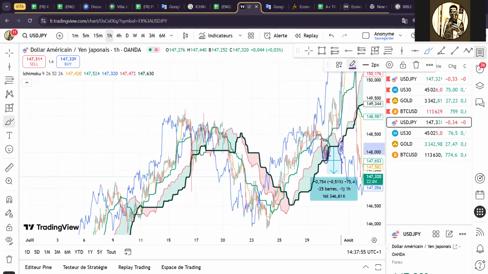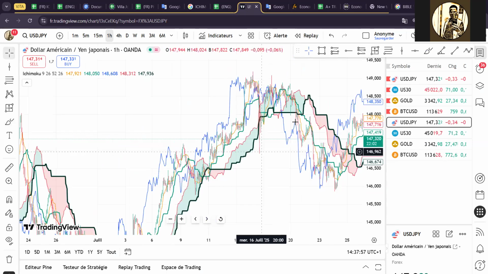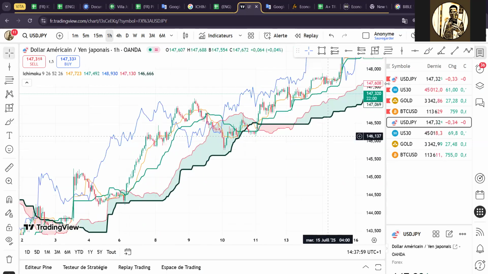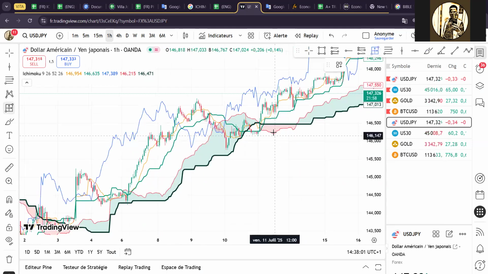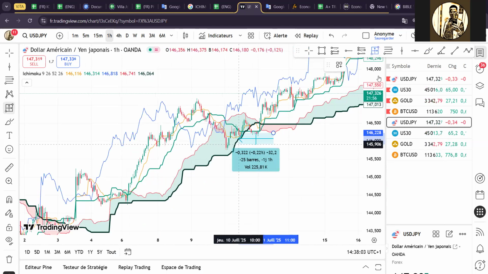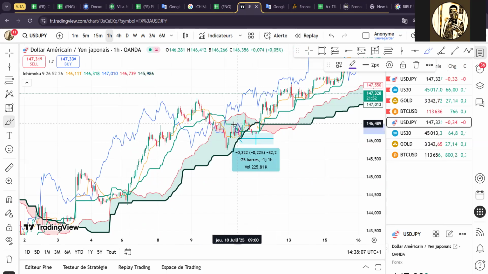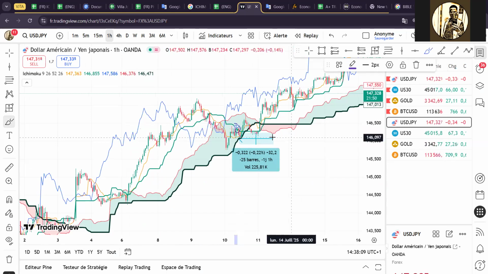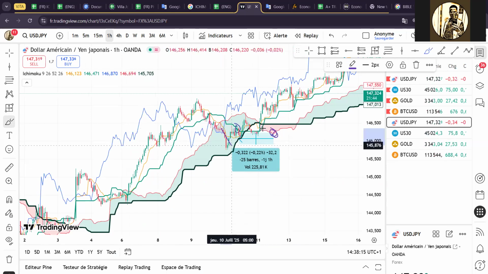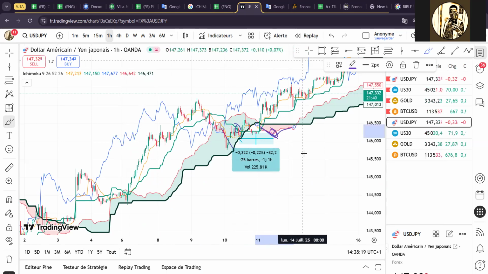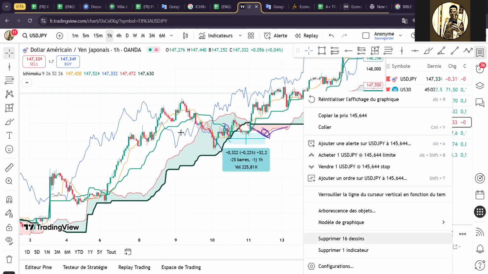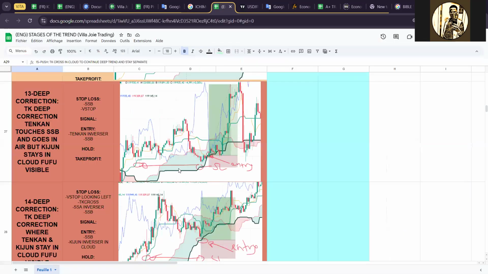We can have another example, even this one. Deep correction always creates the fufu. All right, this one. This is the candle, the candle of the deep correction that created the fufu. So even from here, now all of this downtrend of the fufu. That's it. Okay, so let us go to the push.